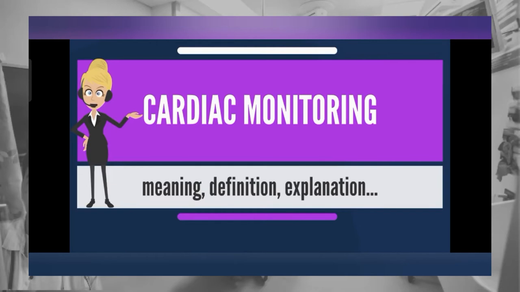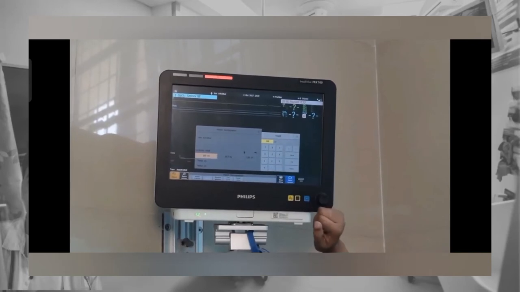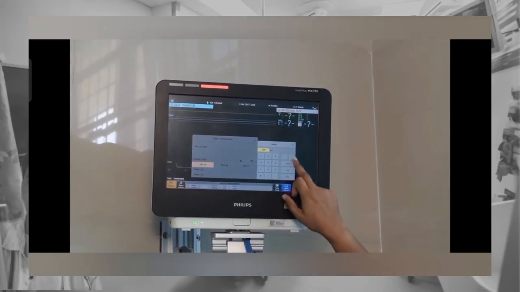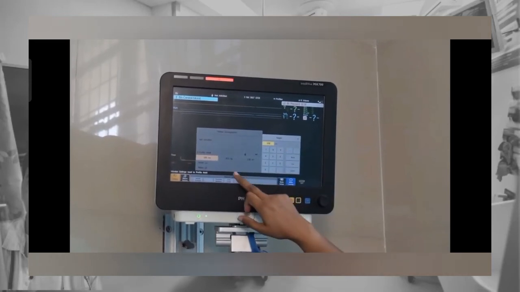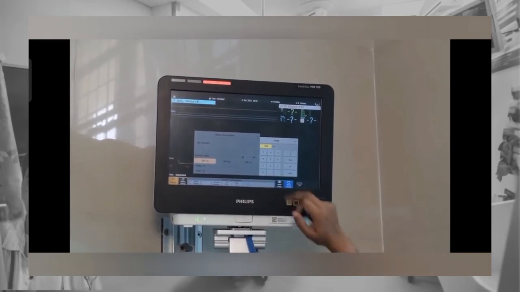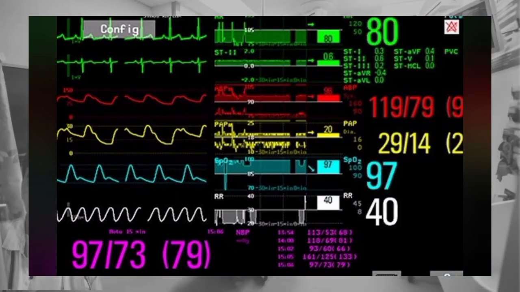It can be set to sound an alarm if any parameters change outside of the expected range determined by the physician. Parameters that can be monitored may include, but are not limited to, electrocardiogram, non-invasive blood pressure, intravascular pressures, cardiac output, arterial blood oxygen saturation, and blood temperature.